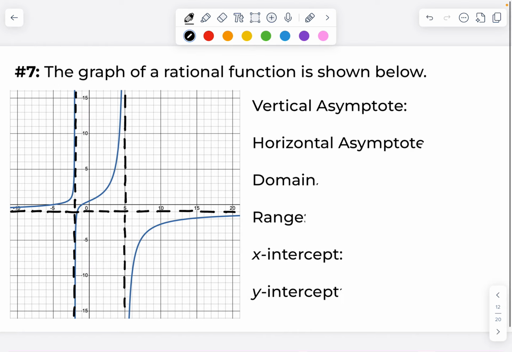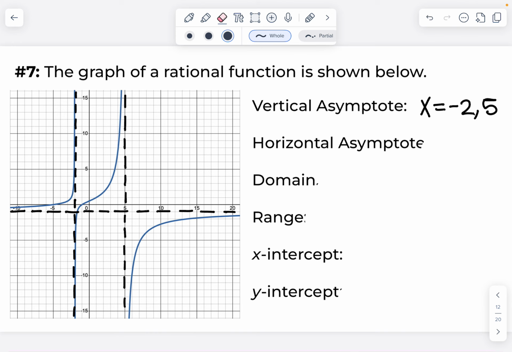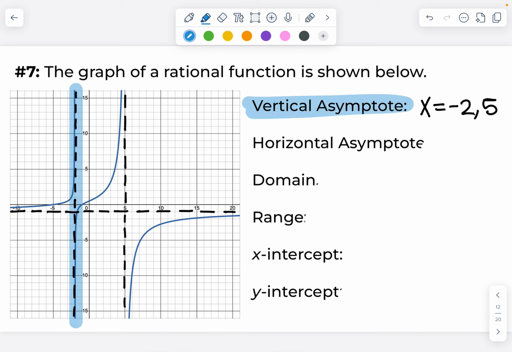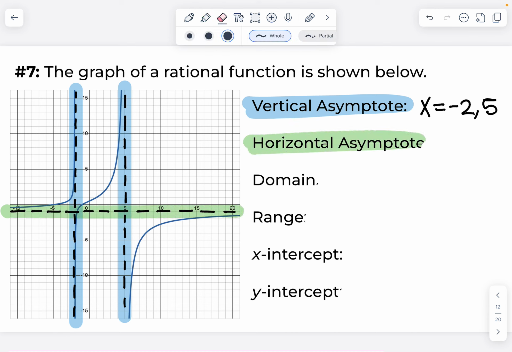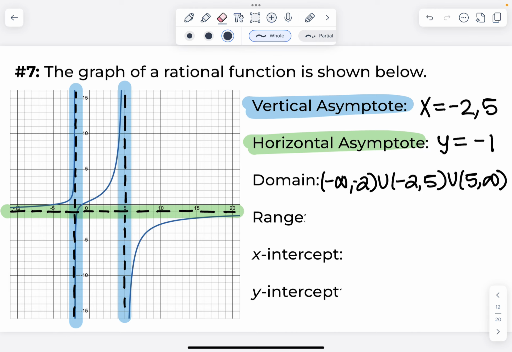Okay, I want you to try this one completely on your own. So find the asymptotes, find the domain and range, and then the x and y intercepts. Okay, so take a second and work through these questions. Okay, so let's talk about vertical asymptotes. So I have 2 vertical asymptotes. They exist at -2 and then at +5. So I have 2 vertical asymptotes. I have 1 horizontal asymptote. So this horizontal asymptote exists at y equals -1.